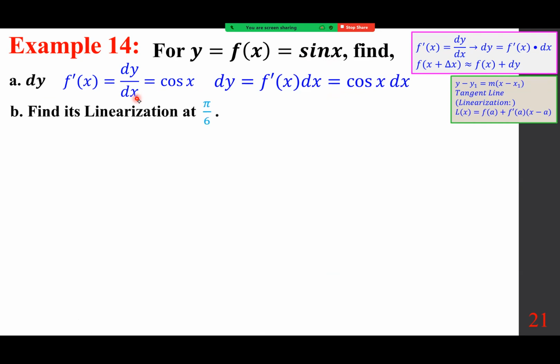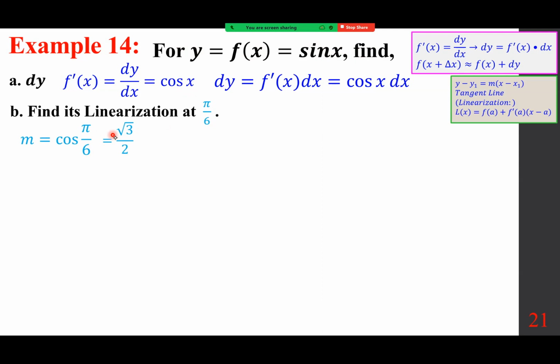Find its linearization at pi over 6. That means in essence, we want the tangent line for this function when x is pi over 6. That's the meaning of it. So linearization means find the tangent line for the function at whatever point they give you. So we need two things. We need a pair and we need the slope. The slope, just replace this one with pi over 6. And as you may recall, sine of pi over 6 is 1/2, cosine is square root of 3 over 2.